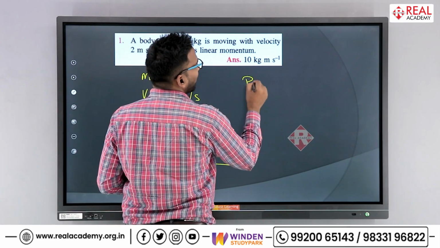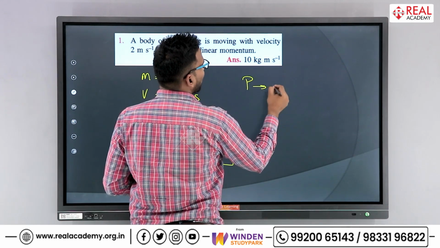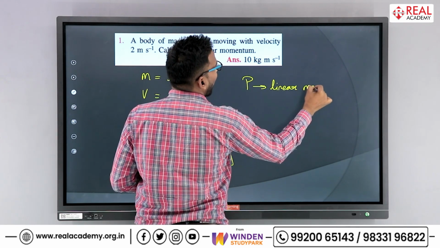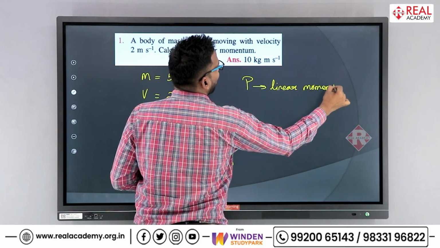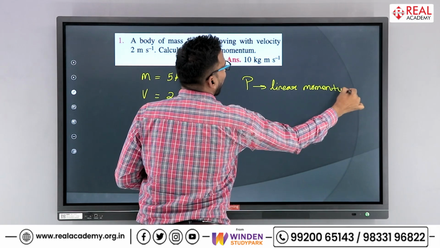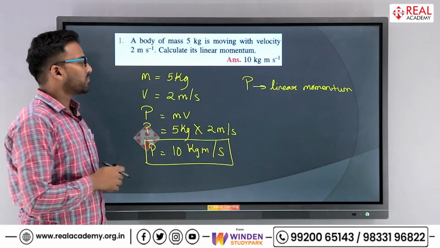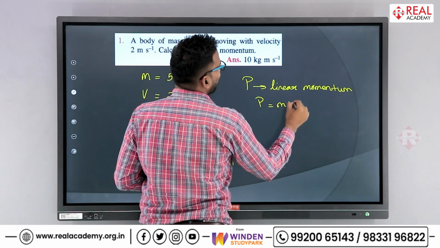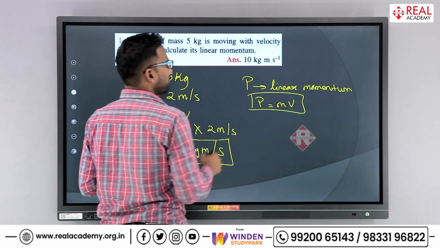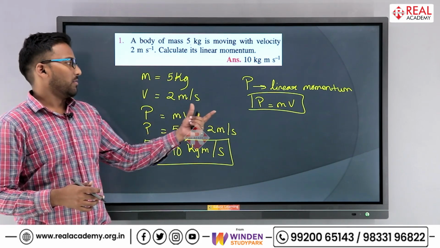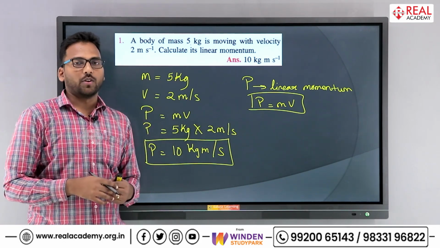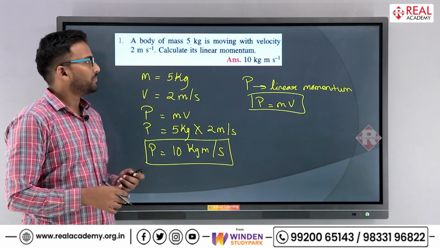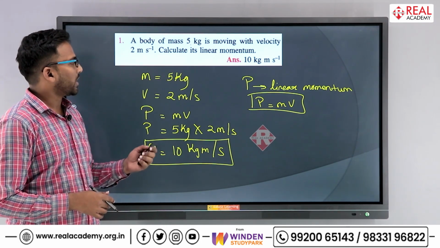Linear momentum is denoted by P. Right? So what is the formula for P? P is mass into velocity. So from this sum, we come to know the formula for linear momentum, that is mass into velocity. Clear with this thing? Okay. Chalo, next question.